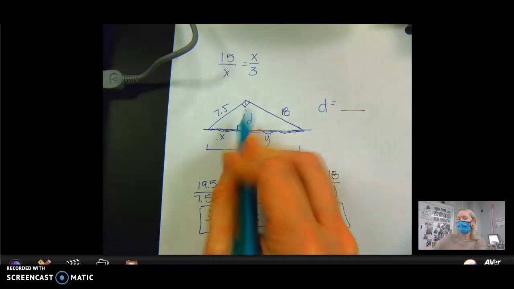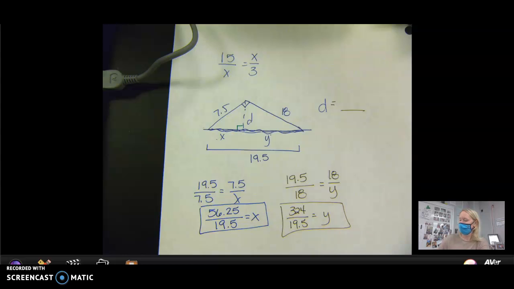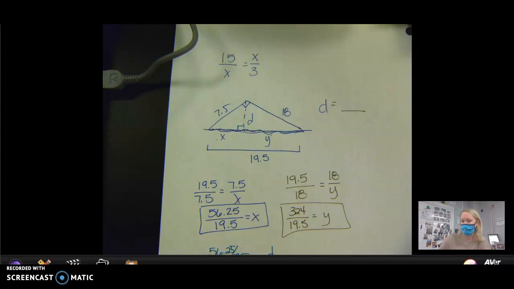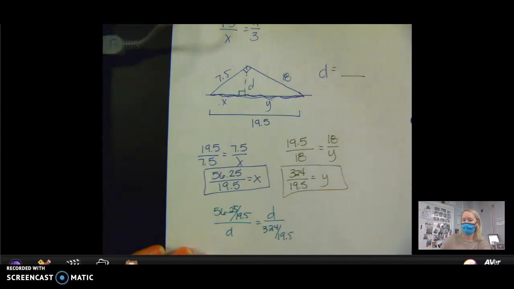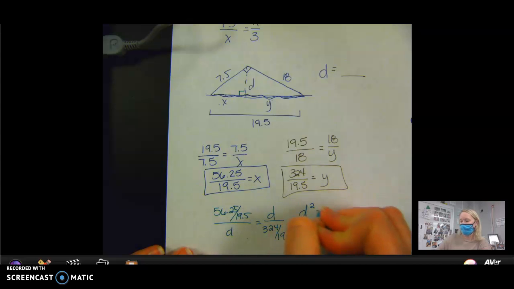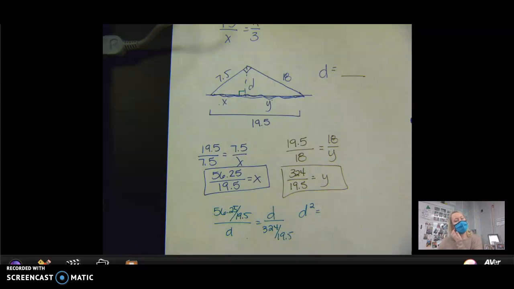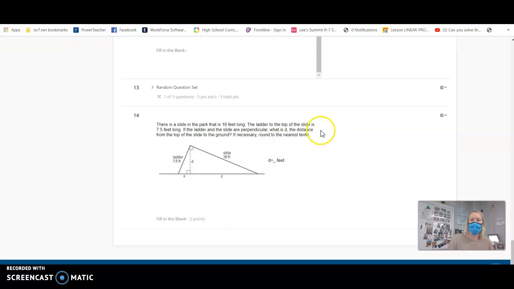Now that I have this and this, though, I'm going to find d by using a t. So I'm going to do 56.25 over 19.5 over d equals d over 324 over 19.5. You can't see that, though. And then you're going to cross multiply. You get d squared equals this funky thing, and then you square root it and you will get a decimal answer. And then you round. I think they want you to round to the nearest tenth, so one decimal place. Okay? Or you can use Pythagorean theorem like you were saying before.